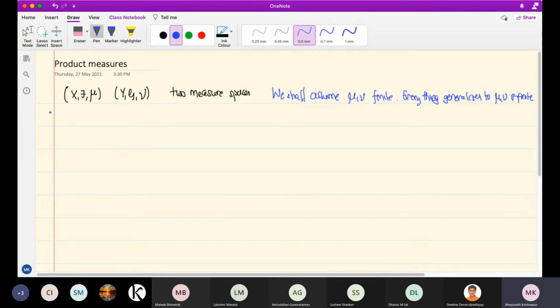At the set level, it is going to be simple. At the set level, what do we want? We will take Z to be X Cartesian product Y. This is all pair tuples (x, y).